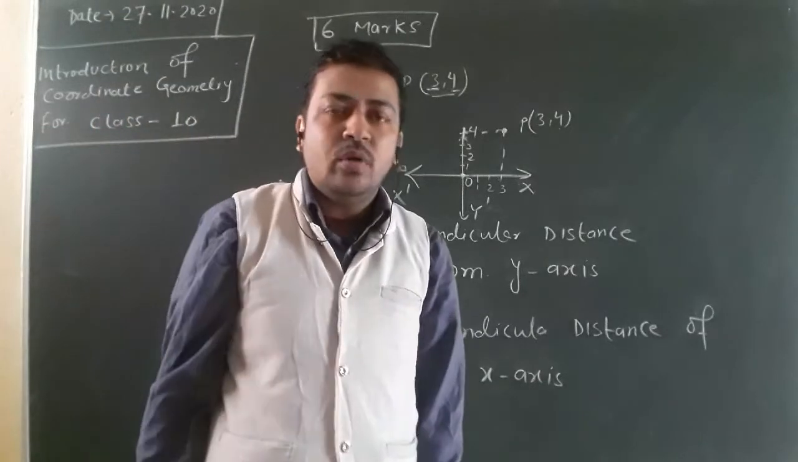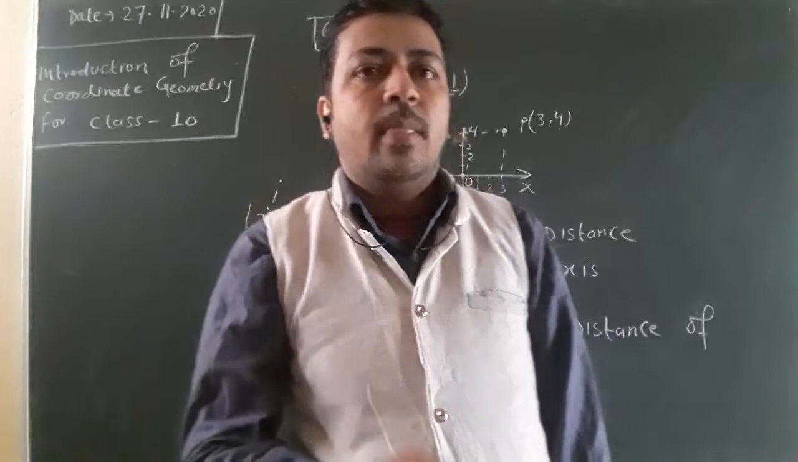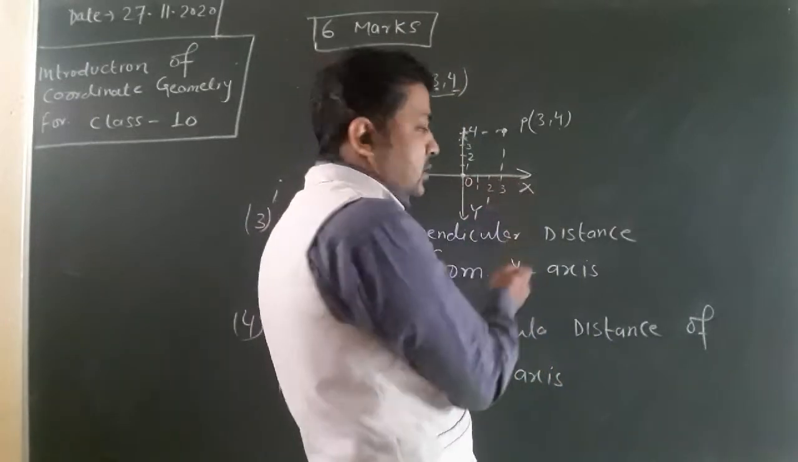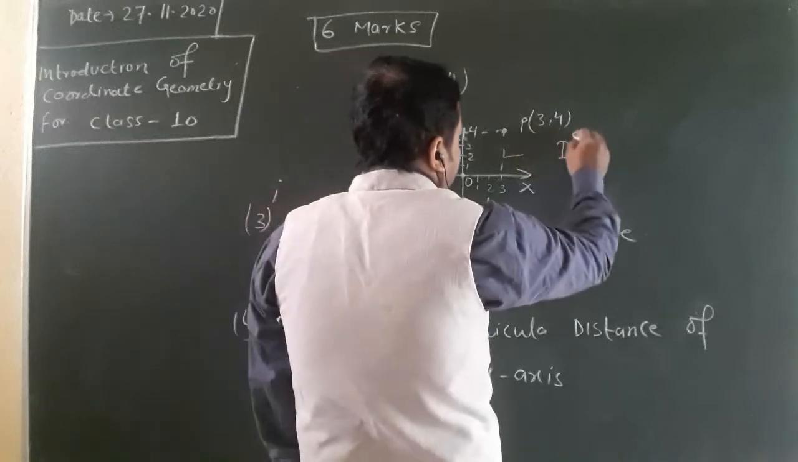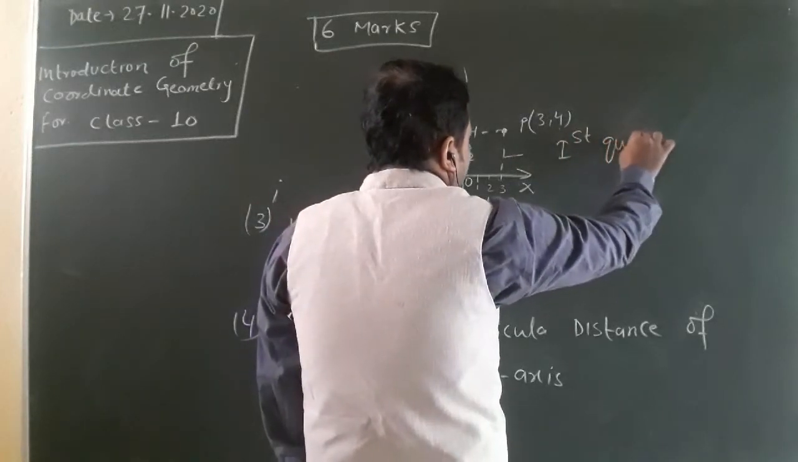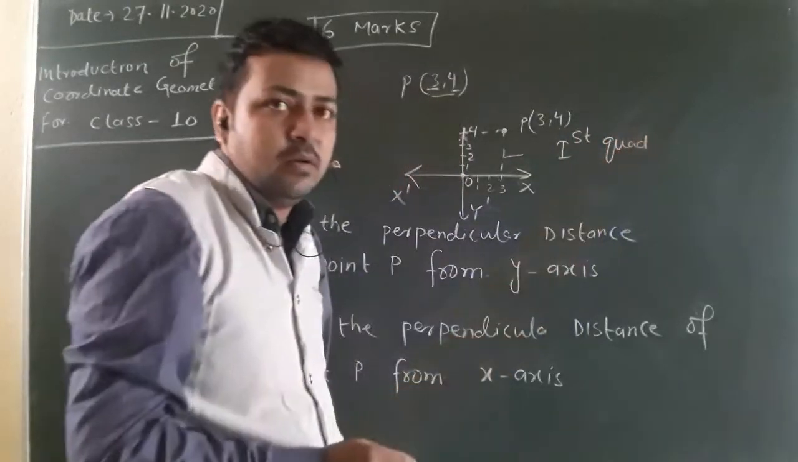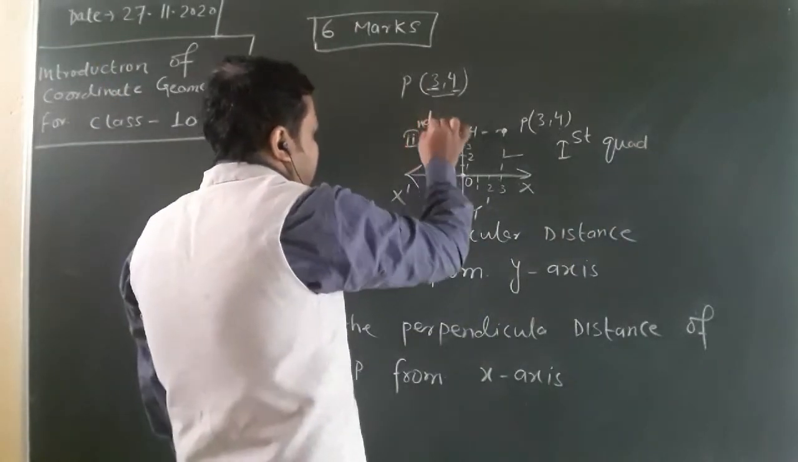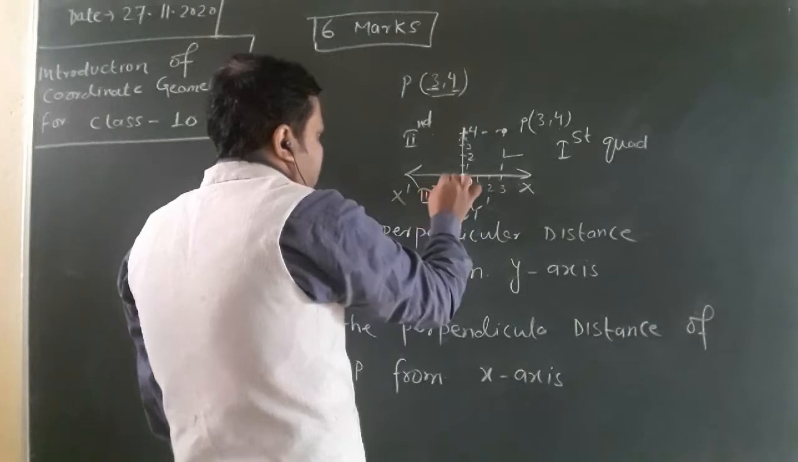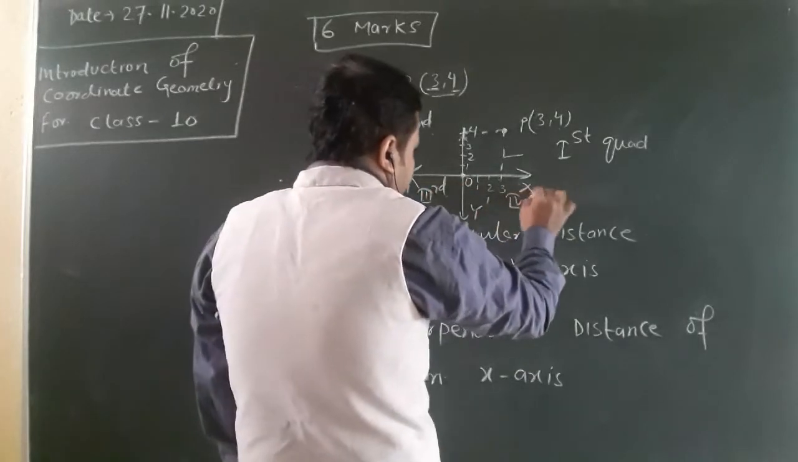In class 9 you have also studied how many quadrants this xy plane has. This one is called the first quadrant. What is the meaning of quadrant? A quadrant means a quarter part of the xy plane. This is called the second quadrant. This will be called the third quadrant, and this will be called the fourth quadrant.